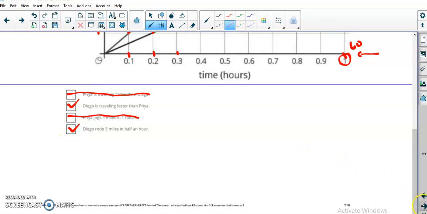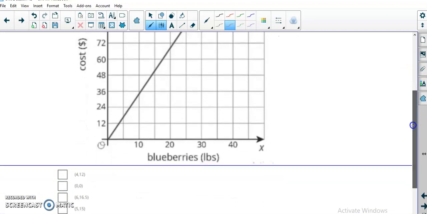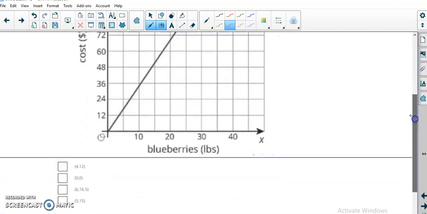Okay, let's move on to the next question. Question number 2. A you-pick blueberry farm, and this just means that you go to the farm and you pick the blueberries yourself. A you-pick blueberry farm offers 6 pounds of blueberries for $16.50. So which 2 points must be solutions on this line to represent the relationship? Again, this problem is available to you in your book on page 213 if you need a paper version to look at. So what 2 points must be on this line?